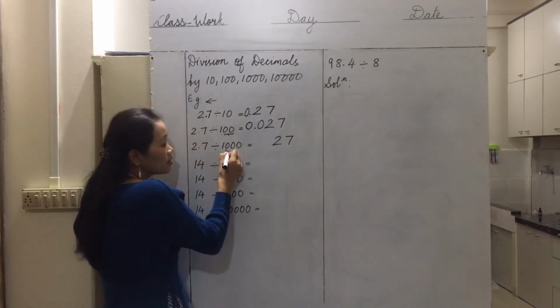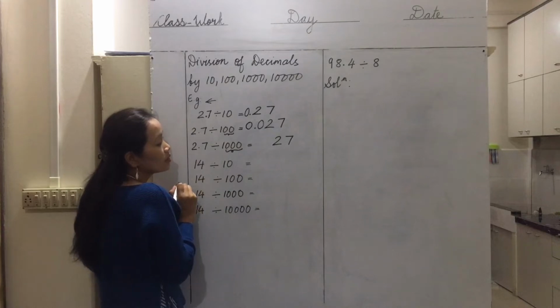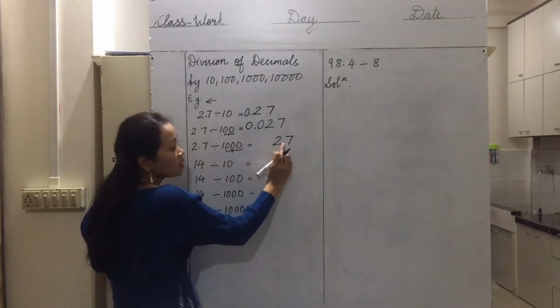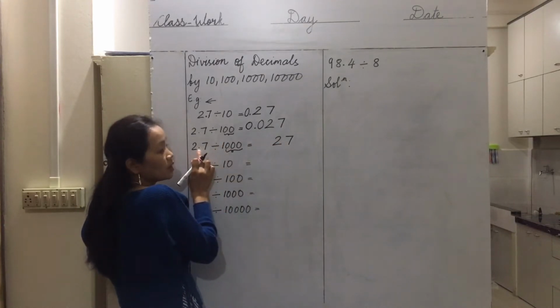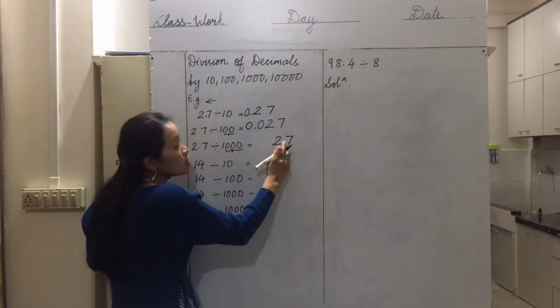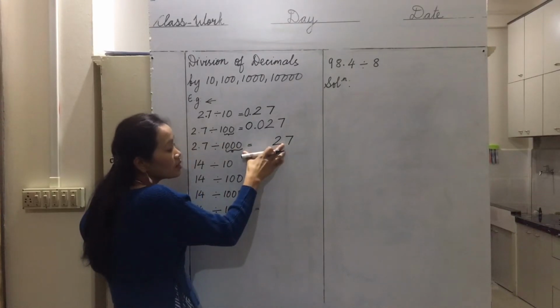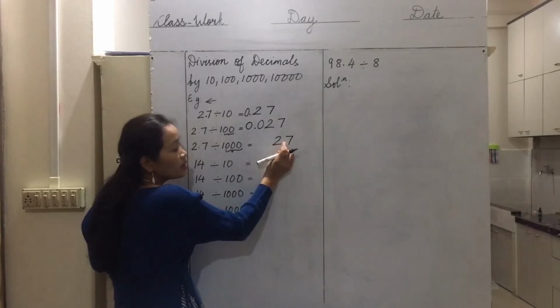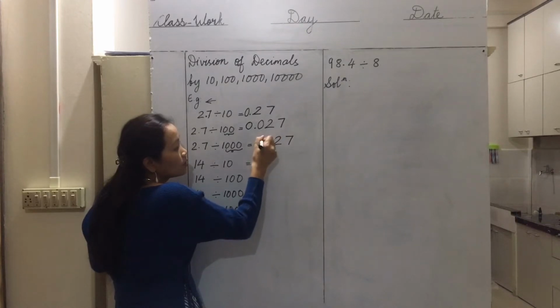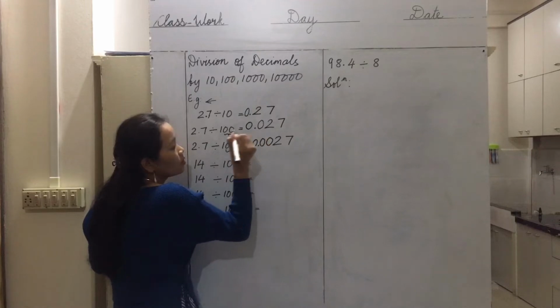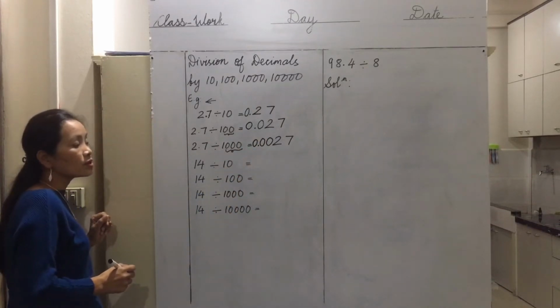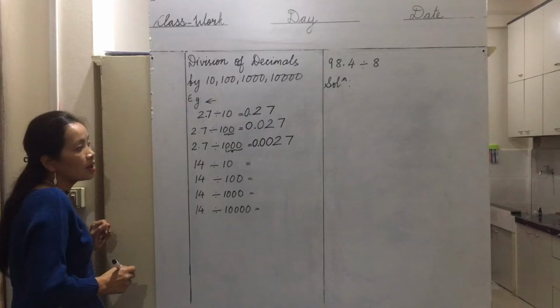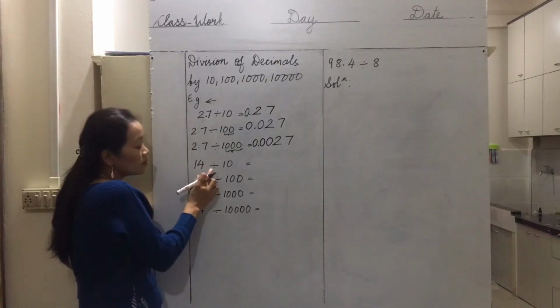In the divisor we have three zeros, and the point in the question is between 2 and 7, so we need to count 3 numbers and put the point here. Since we have only one number here, we make up 1, 2, 3, point, then 0. So the answer becomes 0.0027. Next, 14 divided by 10.